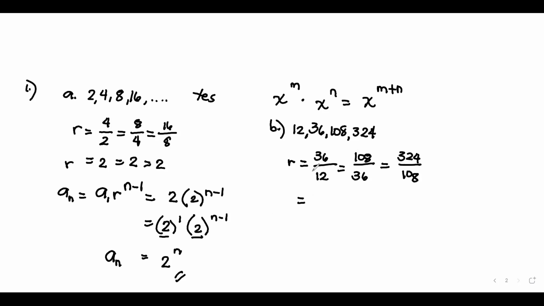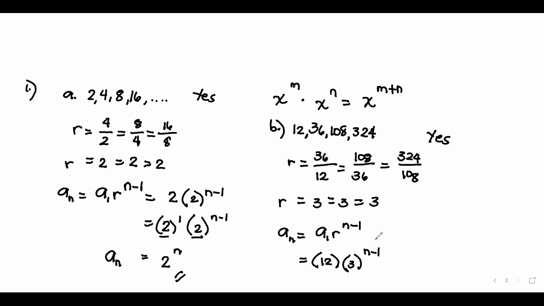And simplify. 36 divided by 12 is 3. 108 divided by 36, the answer is 3. 324 divided by 108, the answer is still 3. So they have a common ratio, which is 3. So it's a yes. How about the formula or the rule given this geometric sequence? So we're going to apply a sub n equals a sub 1 times r raised to n. Sorry, we have a sub 1 times r raised to n minus 1. So substitute, the first term is 12. The common ratio is 3 raised to n minus 1.